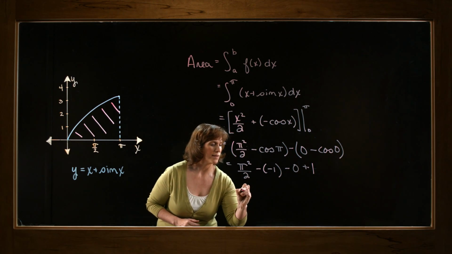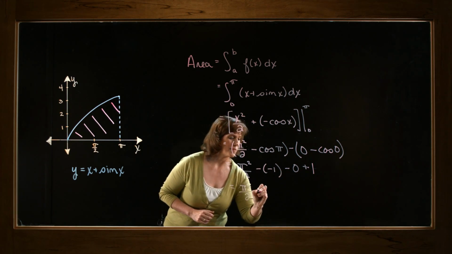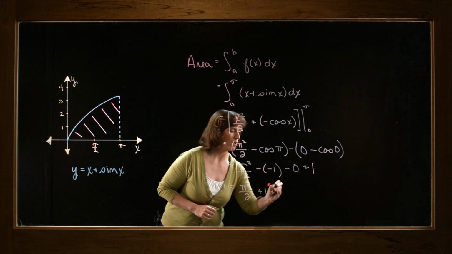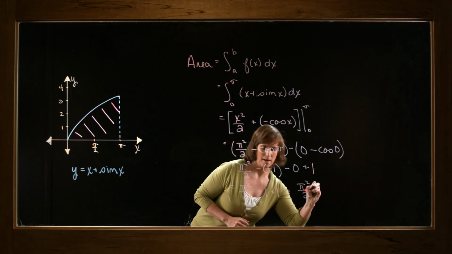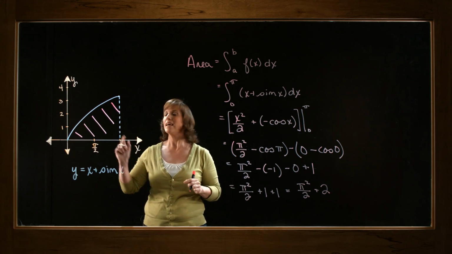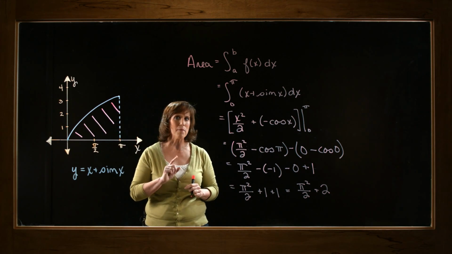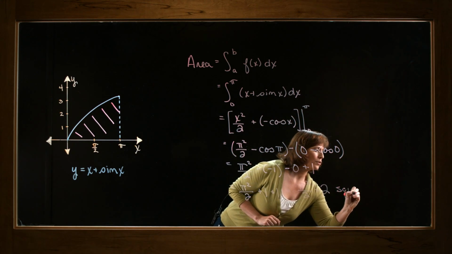So I'm left with pi squared divided by 2 minus a -1, that's plus 1, plus 1, or pi squared divided by 2 plus 2. And that represents the area of my region. Now remember, we are talking area, so I'm going to put in square units.